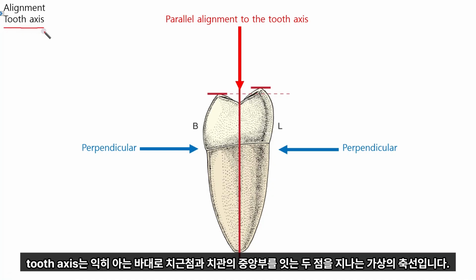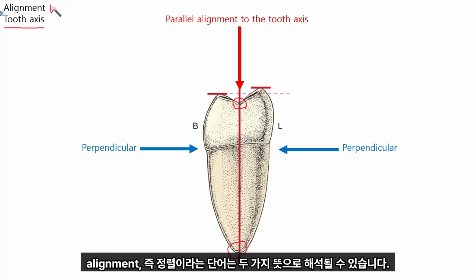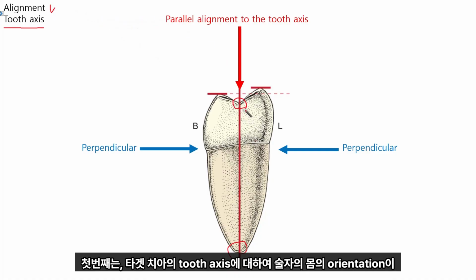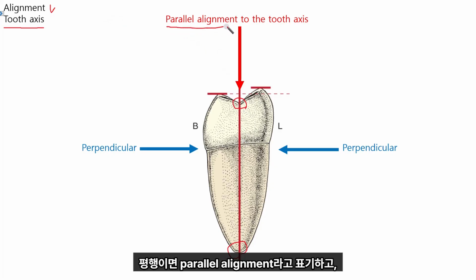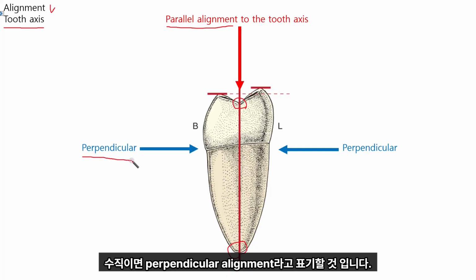The tooth axis, as you well know, is an imaginary axial line that passes through 2 points connecting the root apex and the center of the incisal edge. The term alignment can be construed in 2 distinct ways within this context. To begin, regarding the tooth axis of the target tooth, if the operator's body is oriented in parallel, it will be designated as parallel alignment, whereas if it's oriented perpendicularly, it will be termed perpendicular alignment in this lecture.